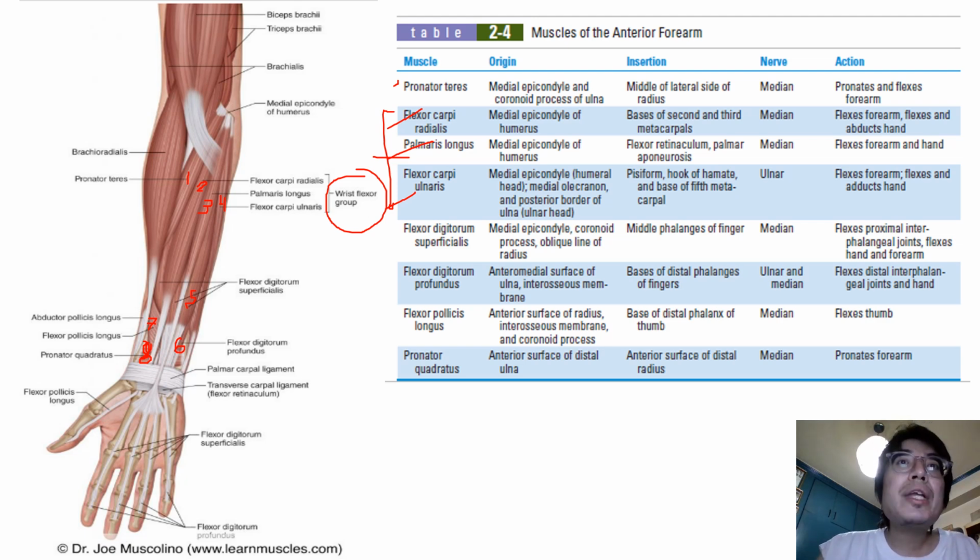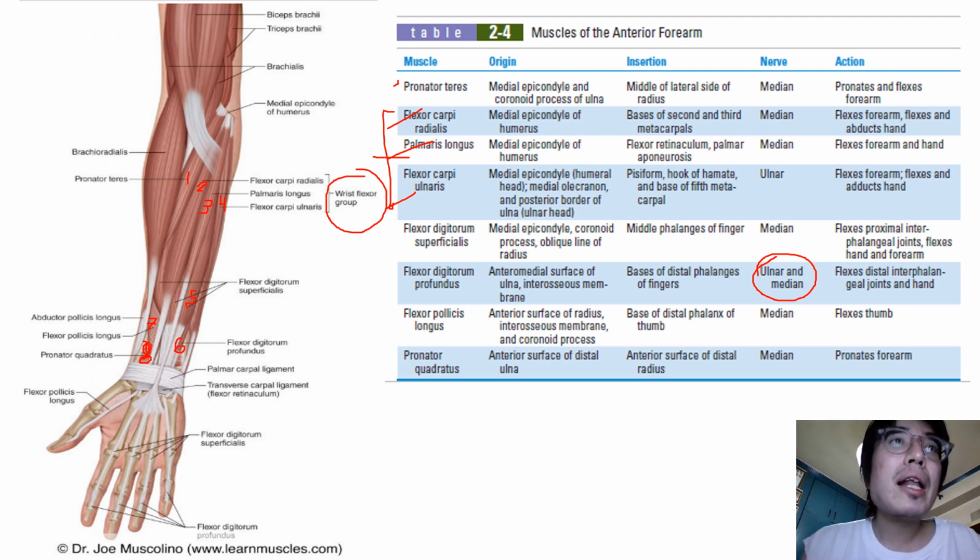Deep to these muscles is the flexor digitorum profundus. The flexor digitorum profundus has its origin from the anteromedial surface of the ulna and the interosseous membrane, and it inserts into the bases of the distal phalanges of the fingers. The flexor digitorum profundus is special because it has a dual innervation by the ulnar and the median nerves. Their function is to flex the distal interphalangeal joints and the hand.